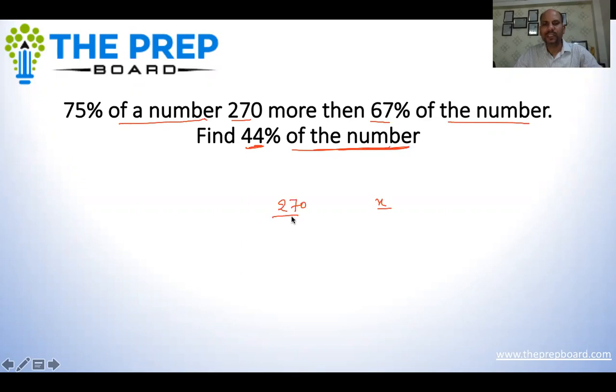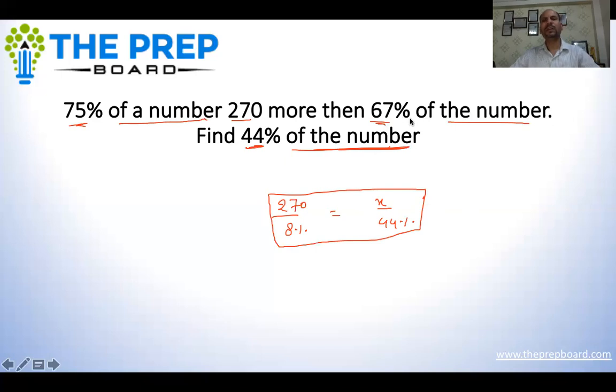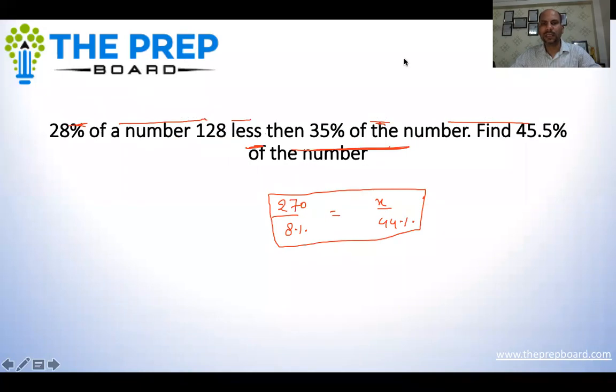Now what is this 270? This should be the difference between 75% and 67%. It means it should be 8%. And the unknown number we are supposed to find must be 44%. The beauty of this method is that you always find the direct answer. You won't have to find the original number and then 44% of the number. Now you can see what the benefit is. Okay, let's move on.